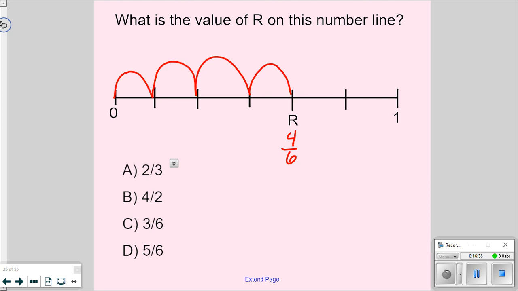Those are my answer choices. The test is wrong! No, it's not.